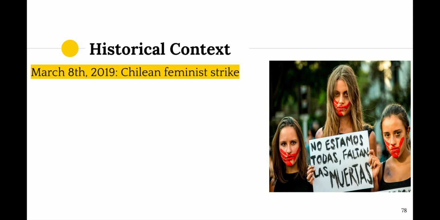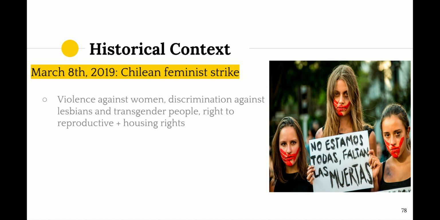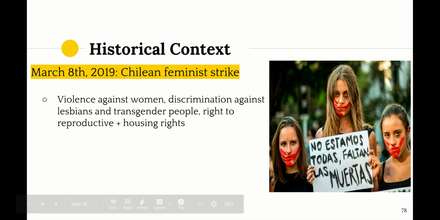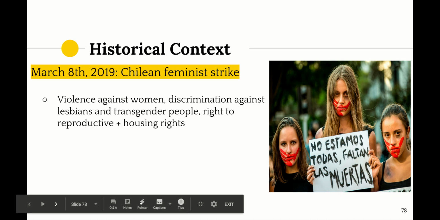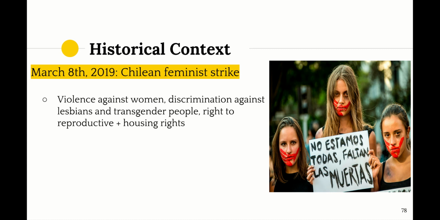There was a Chilean feminist strike. It was one of the largest strikes in Chilean history since they transitioned to democracy in 1990. So, in the past 20, 30 years. What were they protesting? Violence against women, discrimination against lesbians and transgender people, the right to reproductive health, that means better access to abortion clinics, and housing rights.